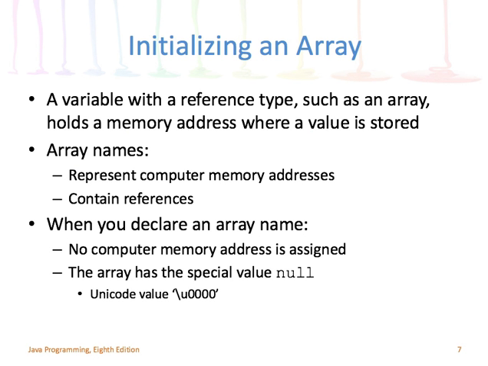All right, a variable with a reference type, such as an array, holds a memory address, which is a value stored. Array names represent computer addresses and contain references. When you declare an array name, no computer memory is assigned. The array has the special value null, or Unicode null.